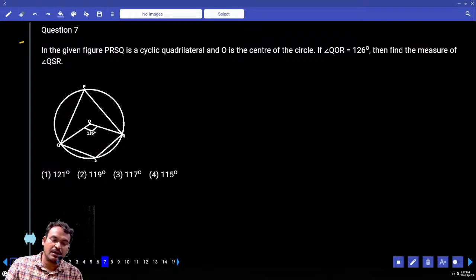First of all, PRSQ is a cyclic quadrilateral. In a cyclic quadrilateral, the opposite angle sum is 180. And here angle QR is given how much? 126. What is the S value? Half value or double value? P value or S value? P value. What is the P value? Half. What is half of 126? 63. If it is 63, S value 117.